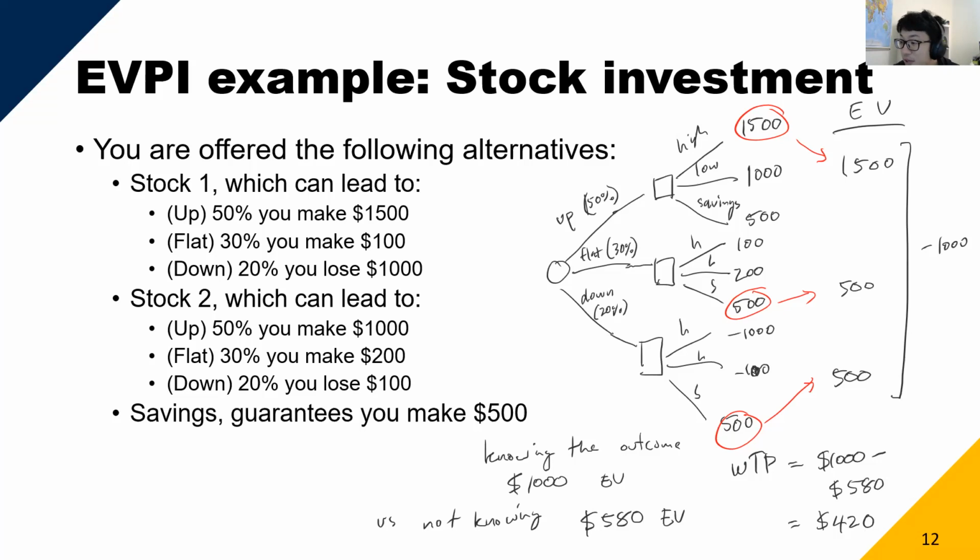So this is known as the expected value of perfect information. And as I was mentioning before, it is a way for us to determine the value of knowing the probabilities within your decision tree. Okay, any questions about that?